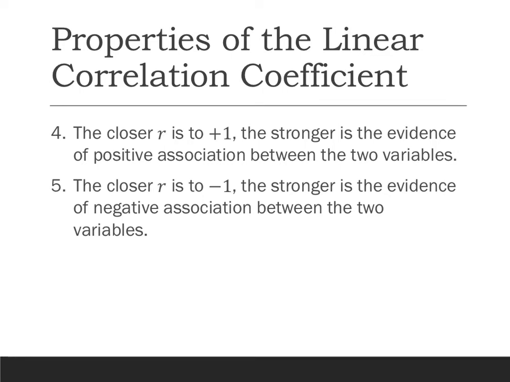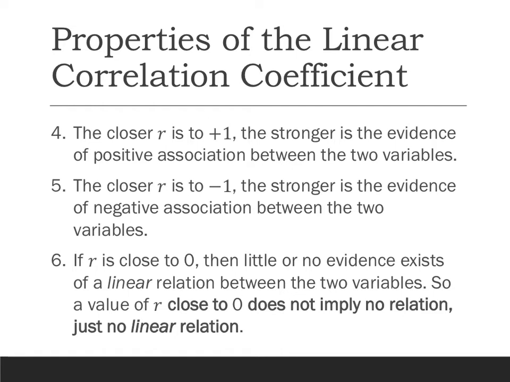So our evidence is strong on both endpoints, if we're at or close to -1 versus if we're at or close to +1. Those both give us a strong indication that there's a relationship. It's just whether that relationship is positive or negative. When we have little evidence of a relationship, it's because we have an R value that's close to 0.